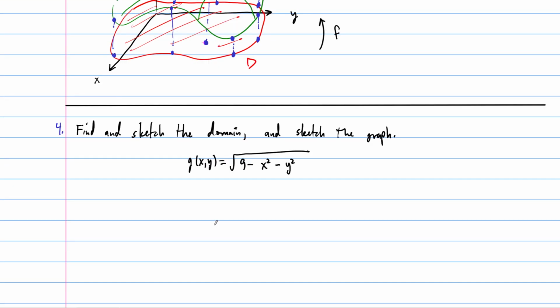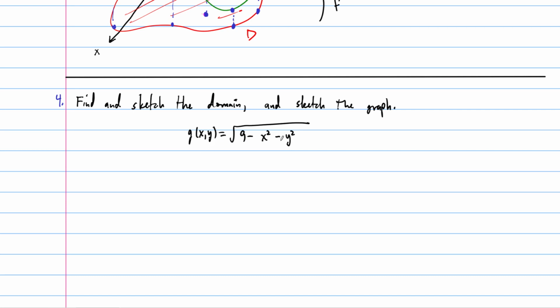All right, let's see how this one works out. This is, again, a square root function. And the constraint here, if we mirror what we did before, is that what's inside the square root has to be non-negative. So 9 minus x squared minus y squared must be greater than or equal to 0. Then we can rearrange and write this as x squared plus y squared should be less than or equal to 9. Or, of course, x squared plus y squared should be less than or equal to 3 squared.